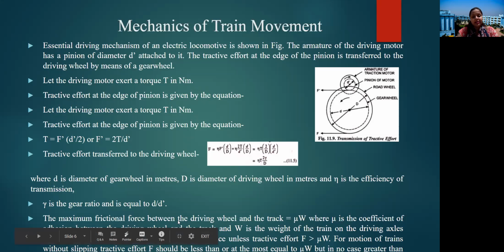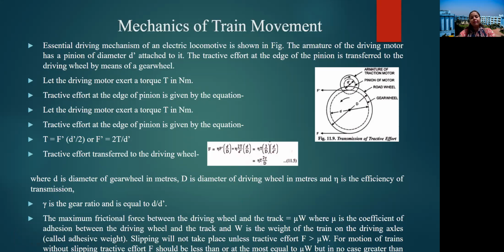The maximum frictional force between the driving wheel and the track is mu into W. Now what is mu? In our first video, in one of the slides, we have studied coefficient of adhesion, right? Now this mu is the coefficient of adhesion between the driving wheel and the track, and W is the weight of the train on the driving axle, called adhesive weight.